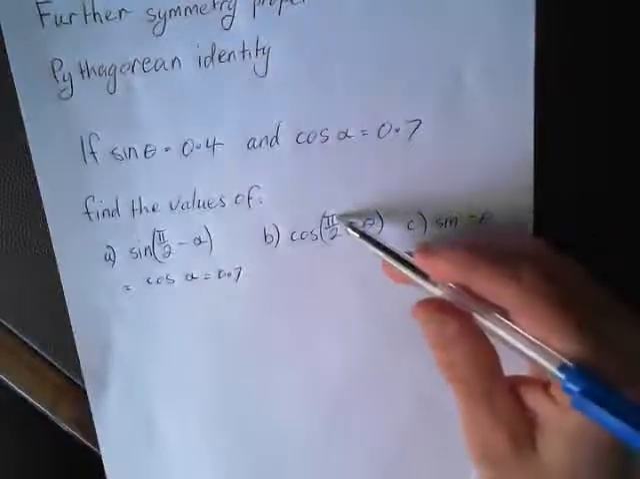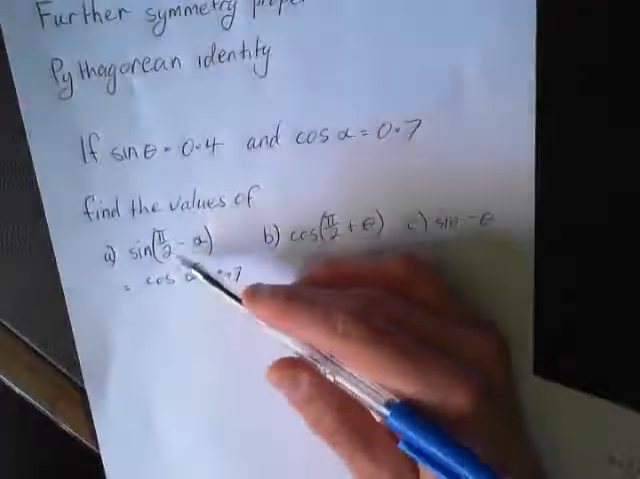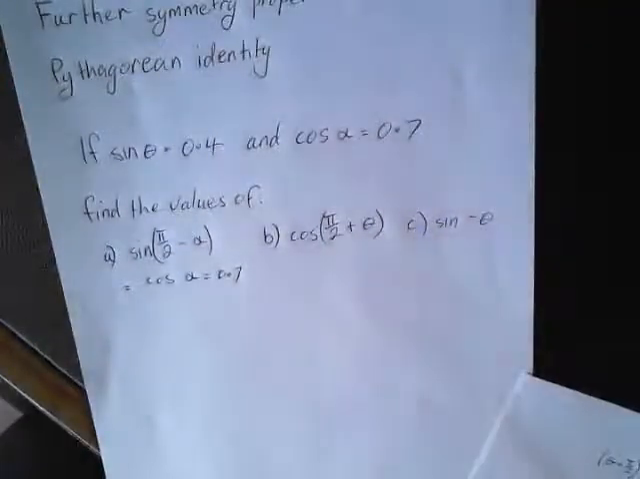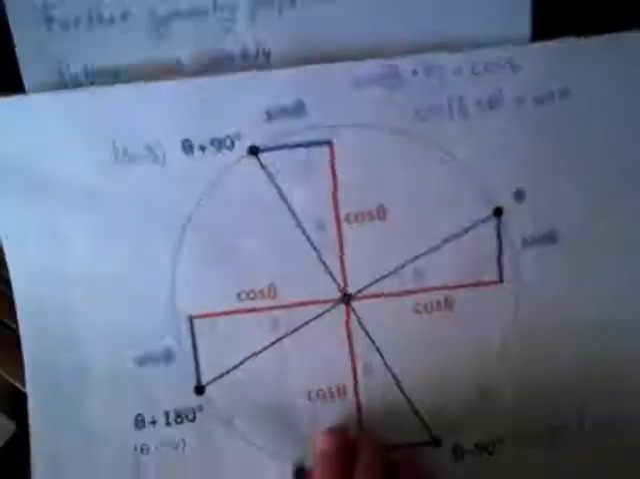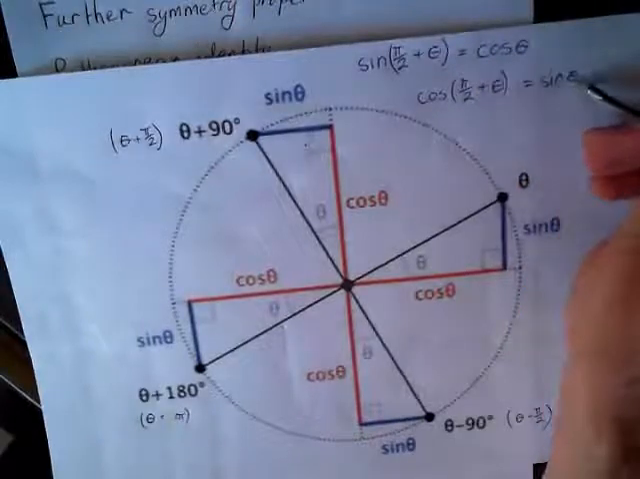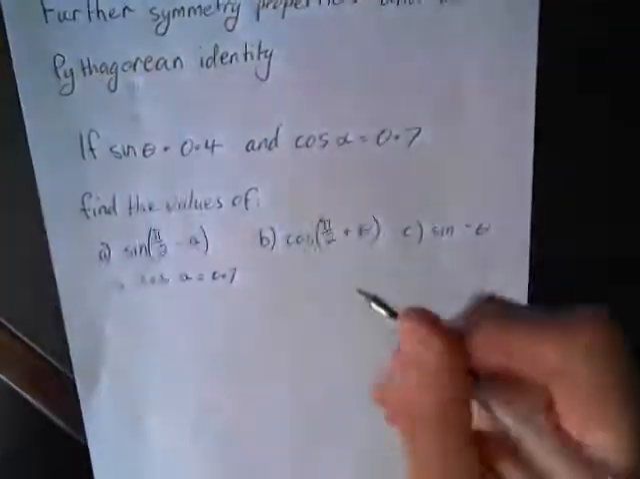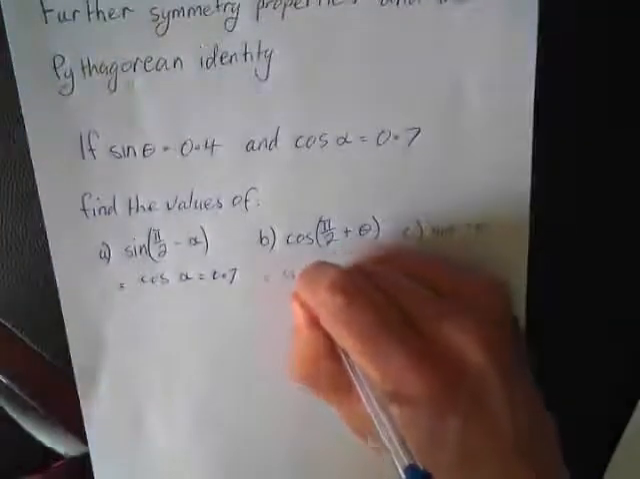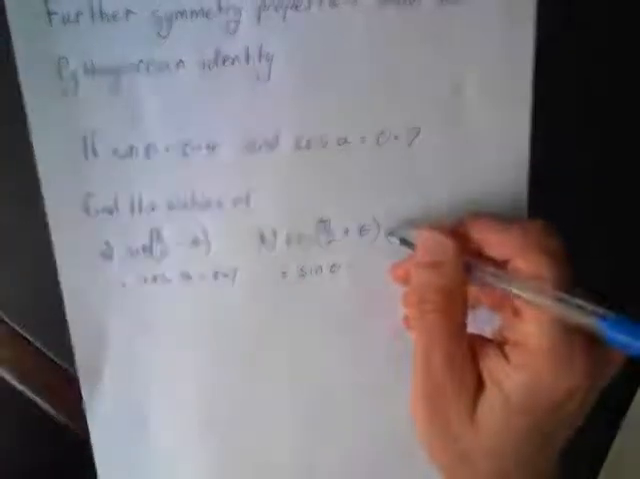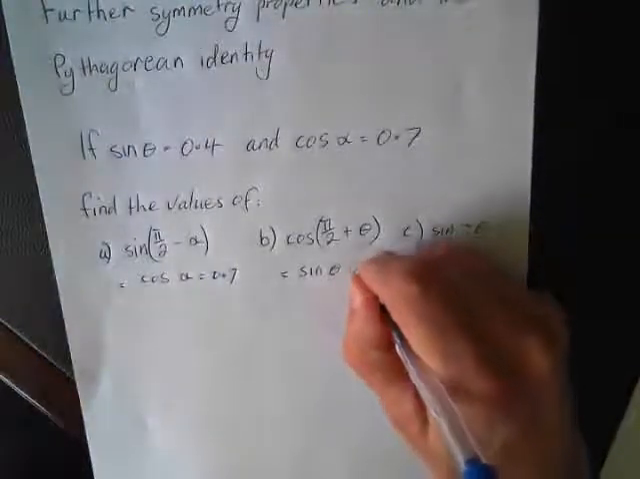What is the cos of, I was meaning pi on 2 by the way, pi on 2 plus alpha? Okay, pi on 2 plus alpha, we go to this one here. Cos of pi on 2 plus theta, alpha, equals sine. So this one here equals sine theta. Cos of pi on 2 plus theta is equivalent to sine theta, which equals 0.4.